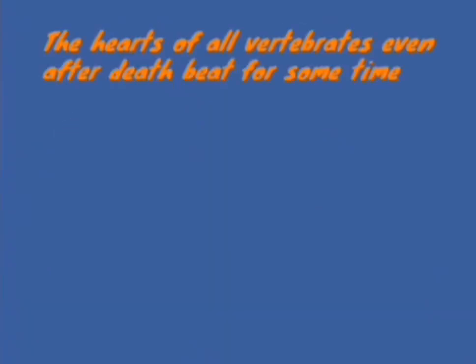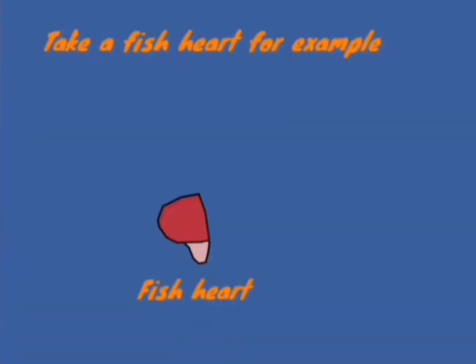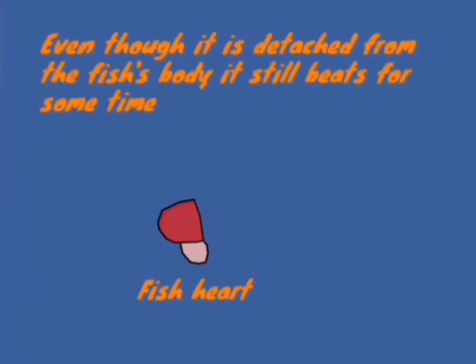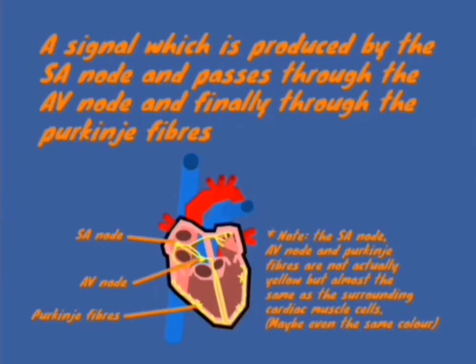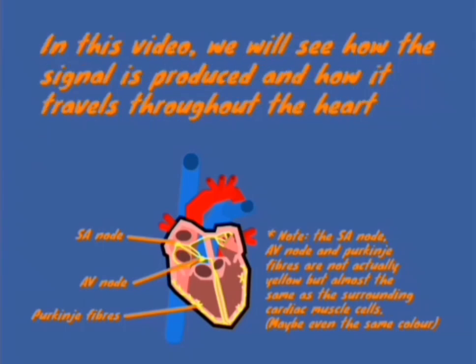The hearts of all vertebrates beat for some time even after death. Take a fish heart for example. Even though it is detached from the fish's body, it still beats for some time. This shows that the heart beats due to an internal signal, a signal which is produced by the SA node and passes to the AV node and finally through the Purkinje fibers. In this video, we will see how the signal is produced and how it travels throughout the heart.